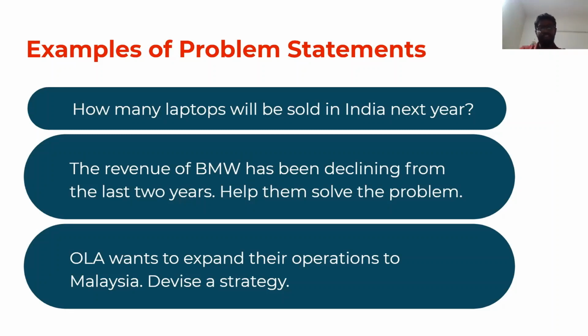And similarly, you have different other problems like, okay, the revenue of BMW has been declining for the last 2 years. How do you try and solve it?